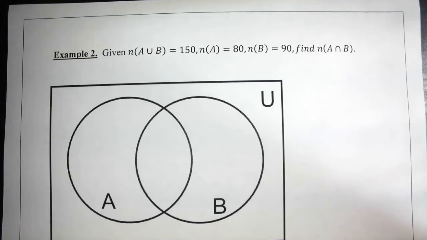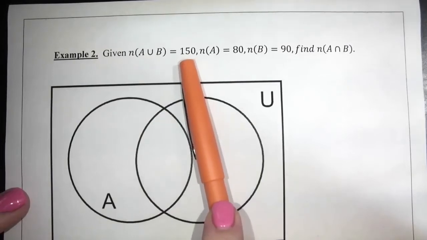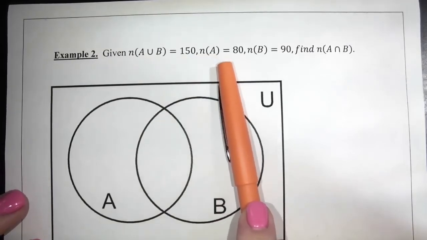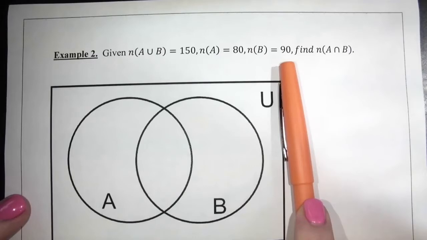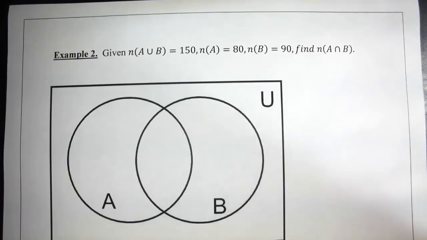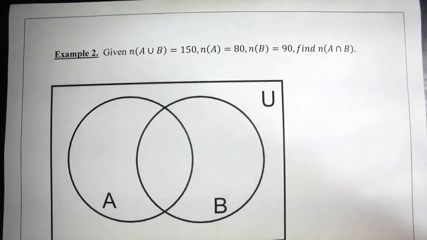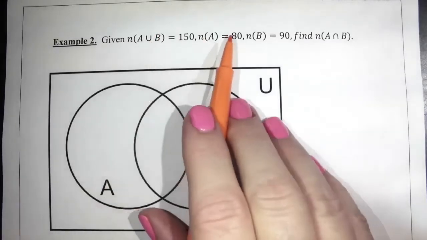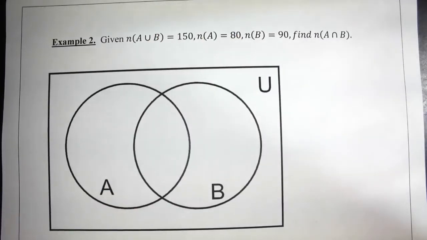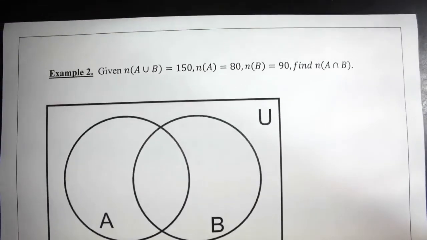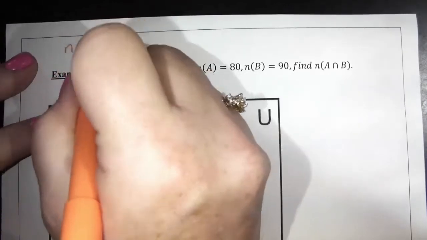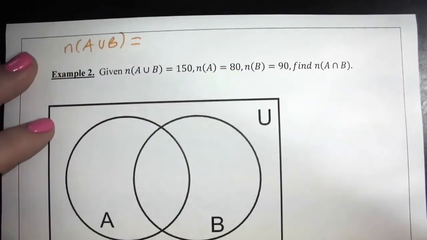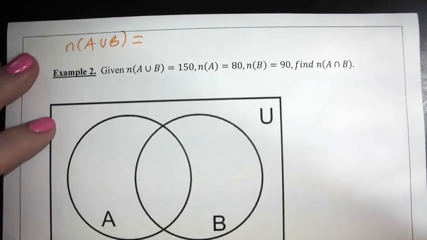And in number 2, we've got the number in A union B is 150. The number in A is 80. The number in B is 90. And we want the number that's in both. So here, if we have a union and we have A and B, we can always just use the union formula. So let's write it up here. The number in A union B, do you remember your formula? Something plus something minus something.